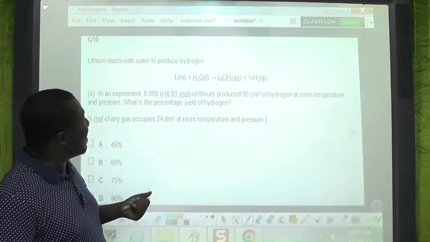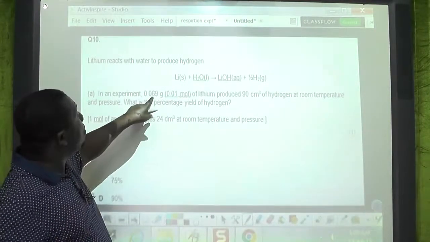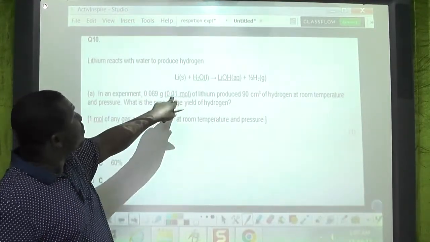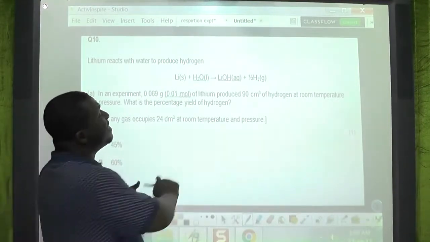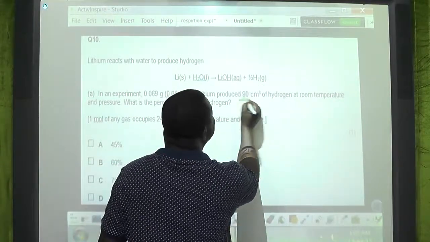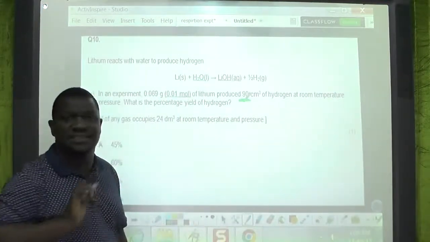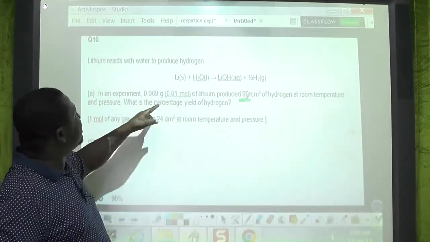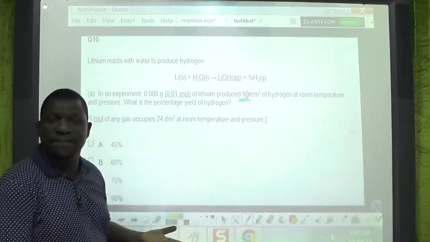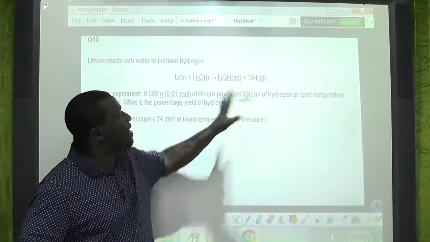Lithium hydroxide and hydrogen. In this experiment, 0.06 grams, which is 0.01 mole of lithium, is producing 90 cm cube. Our yield from our experiment is 90 cm cube of hydrogen at room temperature and pressure. What is the percentage yield of hydrogen? This is our experimental yield.